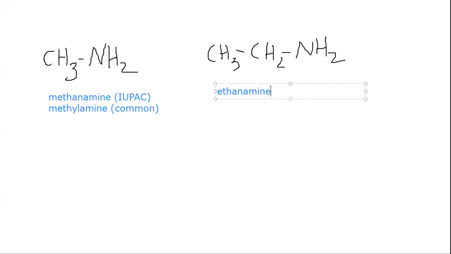So this is going to be your IUPAC. And what is the common name? The common name is going to be what? CH3CH2 is called ethyl. So ethyl and amine becomes ethylamine. So that's the difference in naming IUPAC and common.